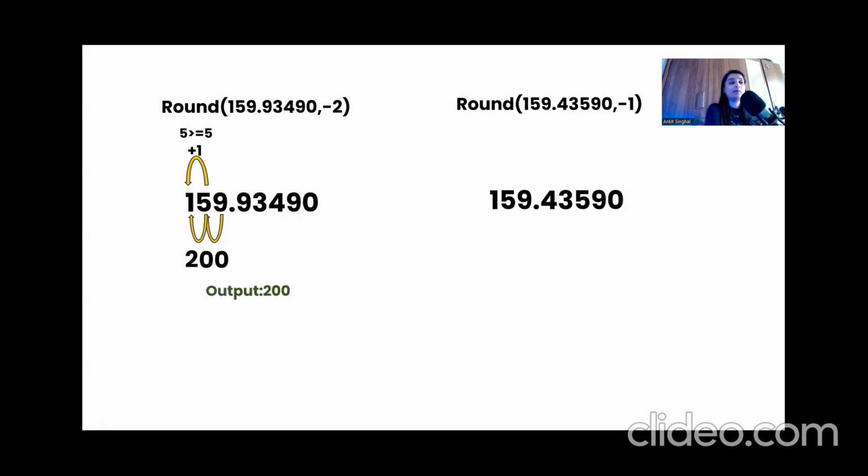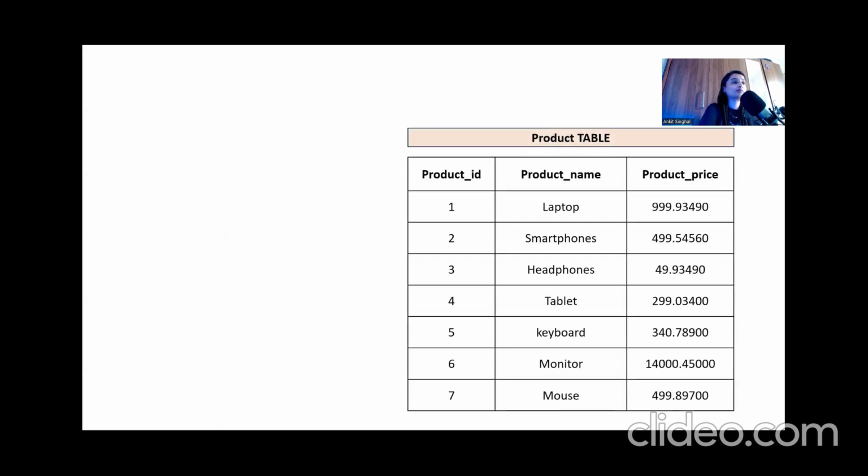In the similar way, -1 means this. So this number we have to round off. But before that, this number we should check. First number. Okay. Is 9 greater than 5? Yes. So add +1. This is the output of your code, guys. So I hope I am clear with the round function. So let's solve some queries on this round function.